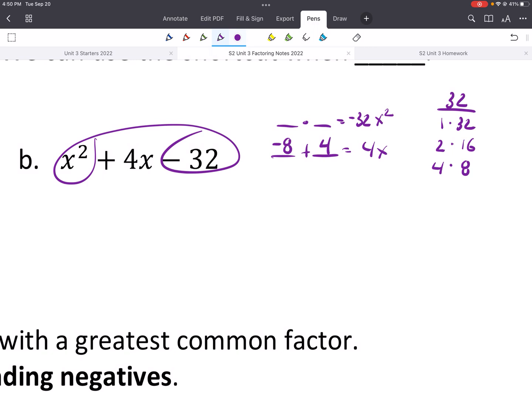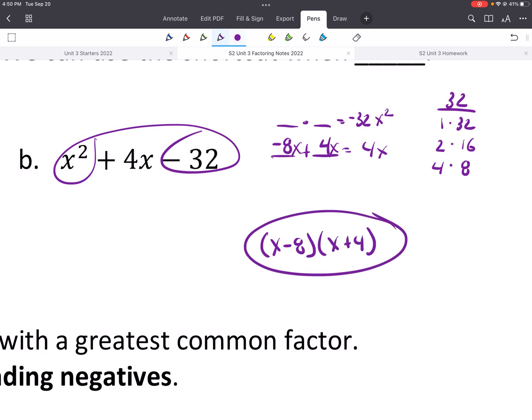Okay. If you have to do like the box, I like to have the x's here. Otherwise people forget and it messes up things. But really, if you're doing the shortcut, you don't need to write the x's. We could just do x minus 8 and x plus 4. All right.